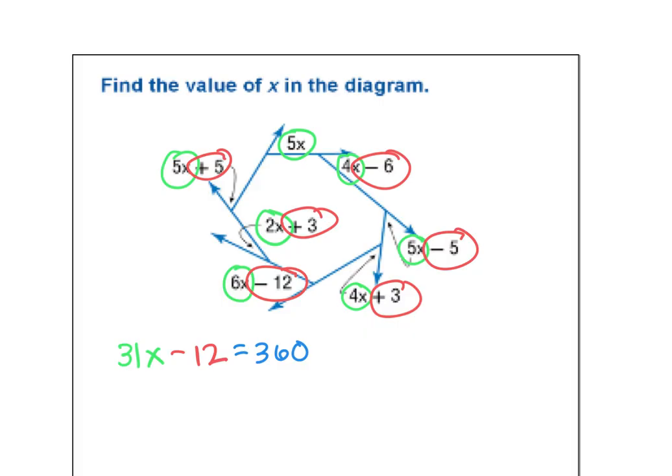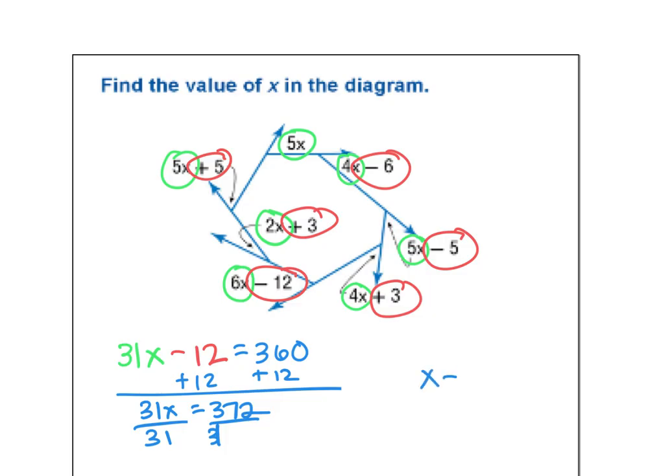Now it's just a matter of doing the algebra. So we add 12 to both sides. We get 31x equals 372. We can divide by 31. And when we do that, I think we get a nice number. I think x turns out to be 12. And I think we're done. It said find the value of x, and we have done that.